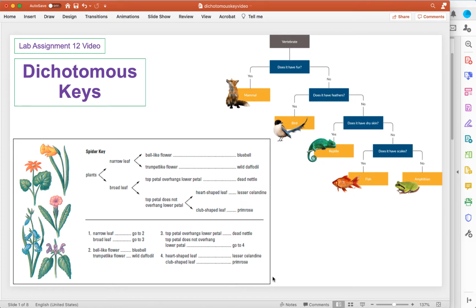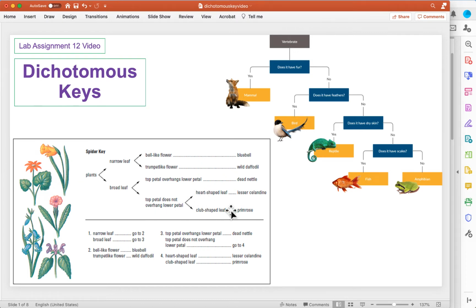Okay, well, that's sort of what this key is set up like down here on the bottom left as well. We've got something that starts with just plants, and then it splits into two things here, into narrow leaf and broad leaf. If it's a narrow leaf, it splits into bell-like flower and trumpet-like flower. If it's a broadleaf, then it splits into the top petal overhangs lower petal, or top petal does not overhang lower petal, and so on.